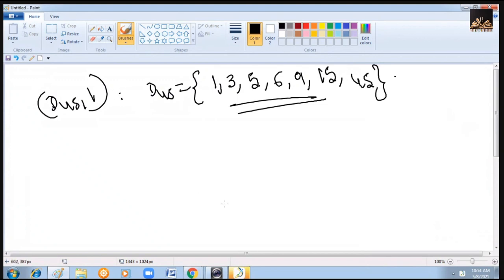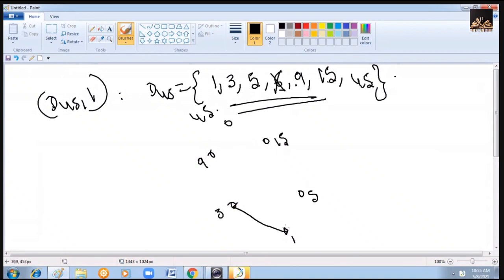Now let me draw the hash diagram. So how many elements do we have? 1, 3, 5... Ma'am, why did I include 6 here? There is no 6. 1, 3, 5, 9, 15, 45. That means only 6 elements are there. Sorry, 6 elements. 1, 3, 5. Next is 9 and 15, 45. Right?